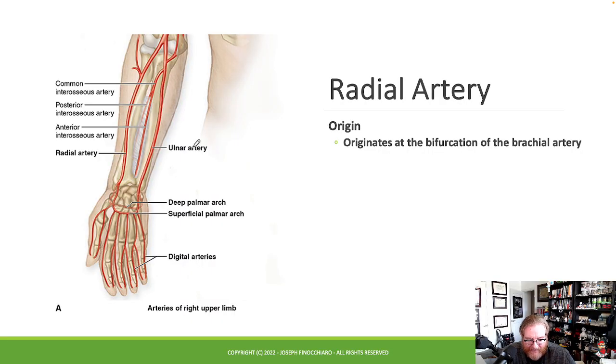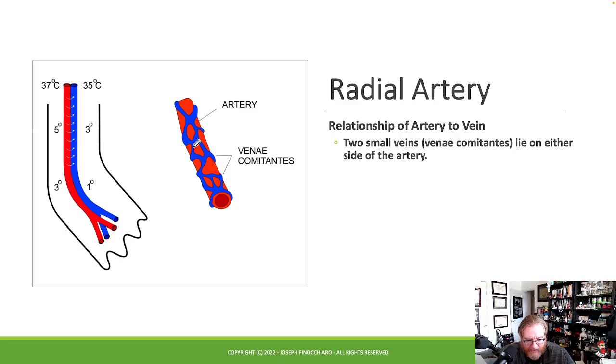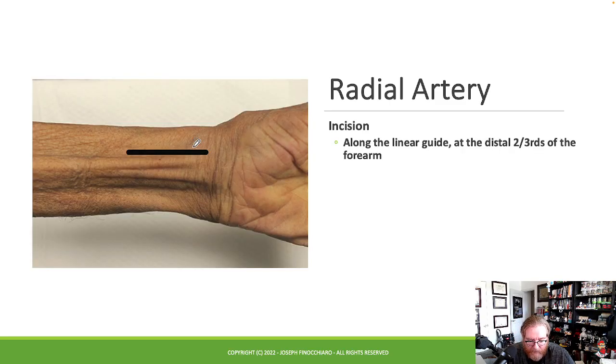It originates at a bifurcation of the brachial, which means you know damn well that the other bifurcation is going to be the ulnar. And the relationship of the artery to vein is they lie on each side of the artery. Okay, the venae comitantes aren't above or below, they are side by side. So it is along the linear guide at the distal two-thirds of the forearm. Again, not over the wrist, distal two-thirds of the forearm.